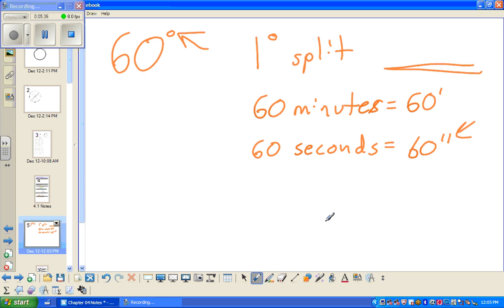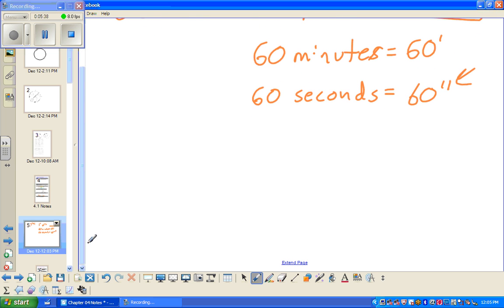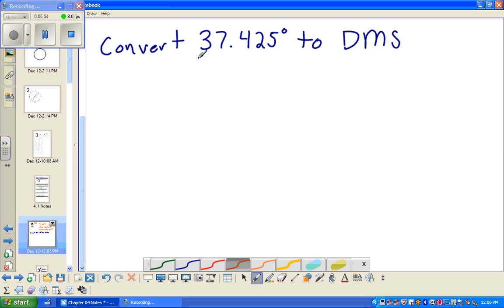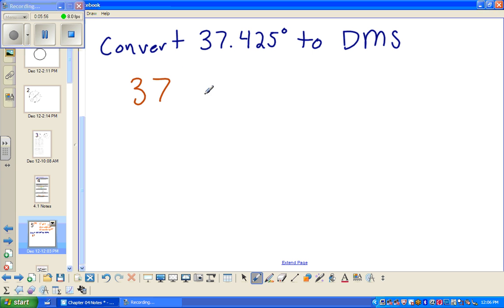So what we're going to do right now is go through an example where we use that and convert that system. If I want to convert 37.425 degrees to DMS, or degrees, minutes, seconds, well, I've already got my degrees. Degrees is 37.